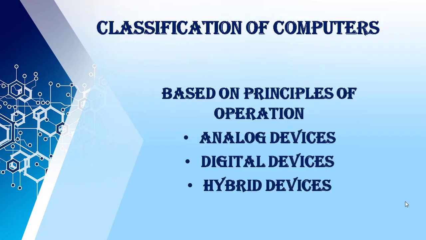Classification of computers. Computers have been classified based on the principles of operation, or based on configuration. Computers have been classified into three categories, that is analog computers, digital computers, and hybrid computers. So what is an analog computer? These computers operate by measuring continuous quantities rather than counting. Examples of these types of analog devices are the automobile speedometer, voltmeter, ammeter, etc.